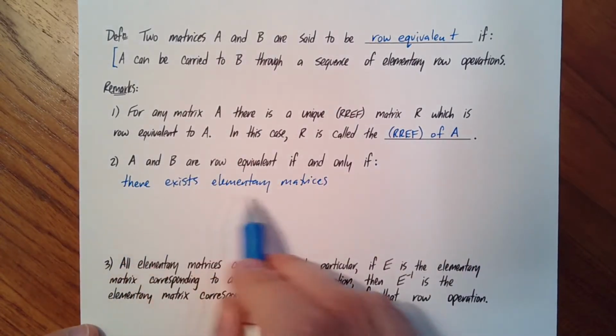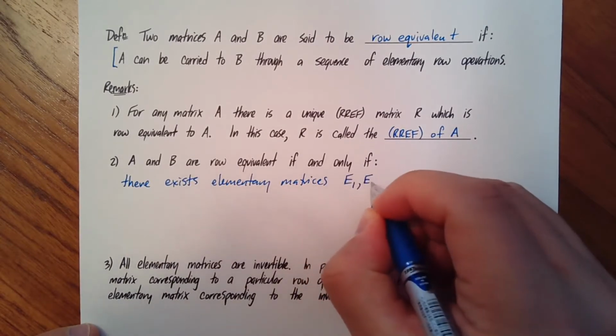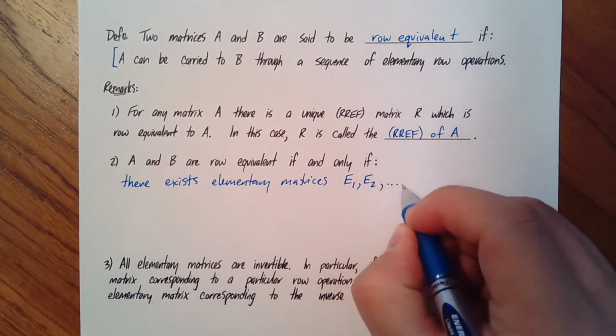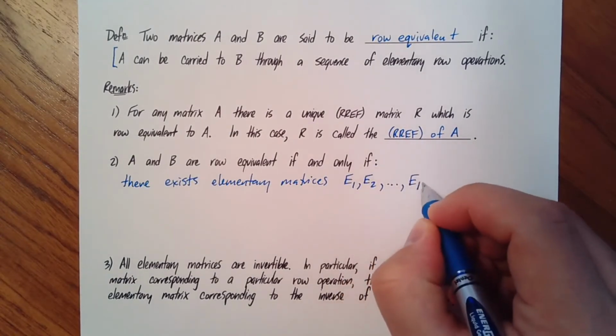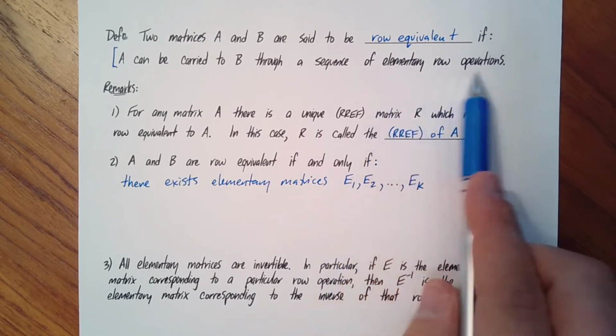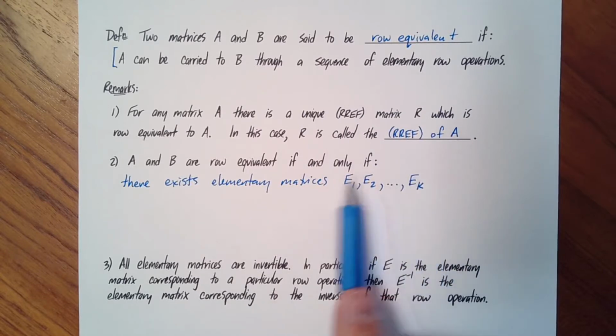There exist elementary matrices E1, E2. We're going to make a list all the way up to EK. And I'm going to use the letter K as a stopping index because I don't really know how many there are in this list. So if there's 20 row operations, then there's going to be 20 elementary matrices here. If there's 30 row operations in that sequence, then K would be 30. Right? We're just staying general.